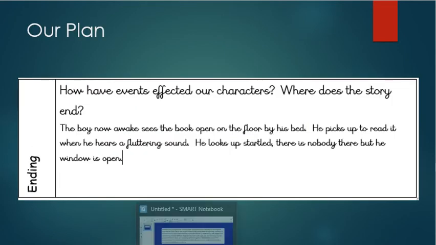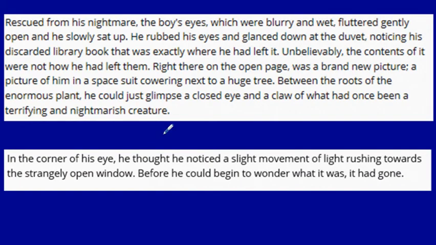So I'm going to use the example that you've been reading. Rescued from his nightmare, the boy's eyes, which were blurry and wet, fluttered gently open and he slowly sat up. He rubbed his eyes and glanced down at the duvet, noticing his discarded library book that was exactly where he had left it. Unbelievably, the contents of it were not how he had left them. Right there on the open page was a brand new picture. A picture of him in a spacesuit carrying next to a huge tree.